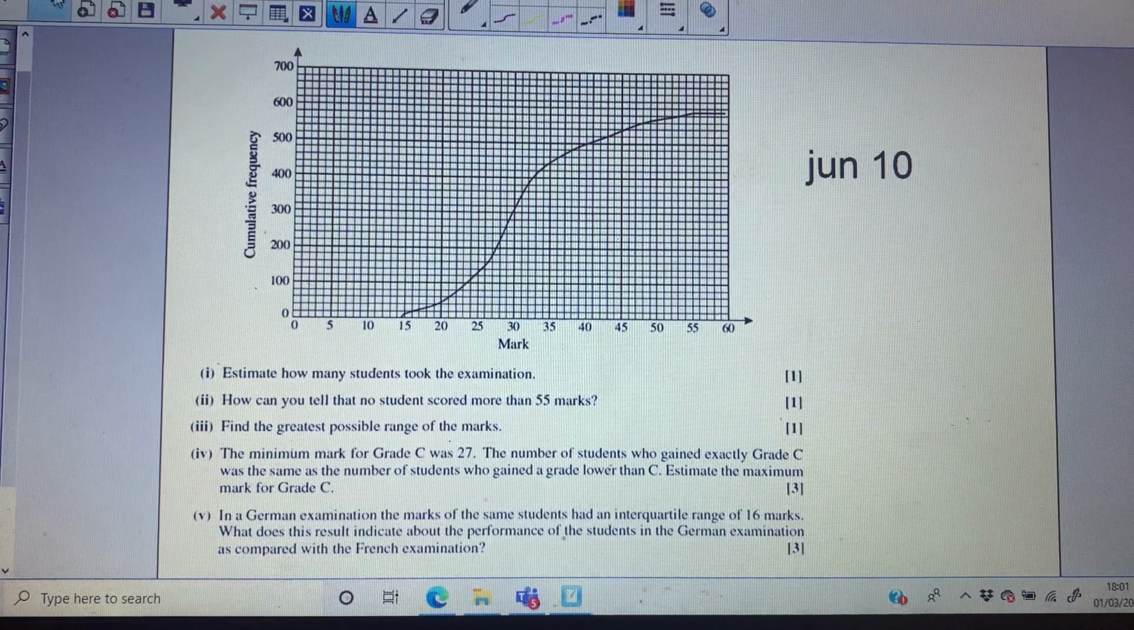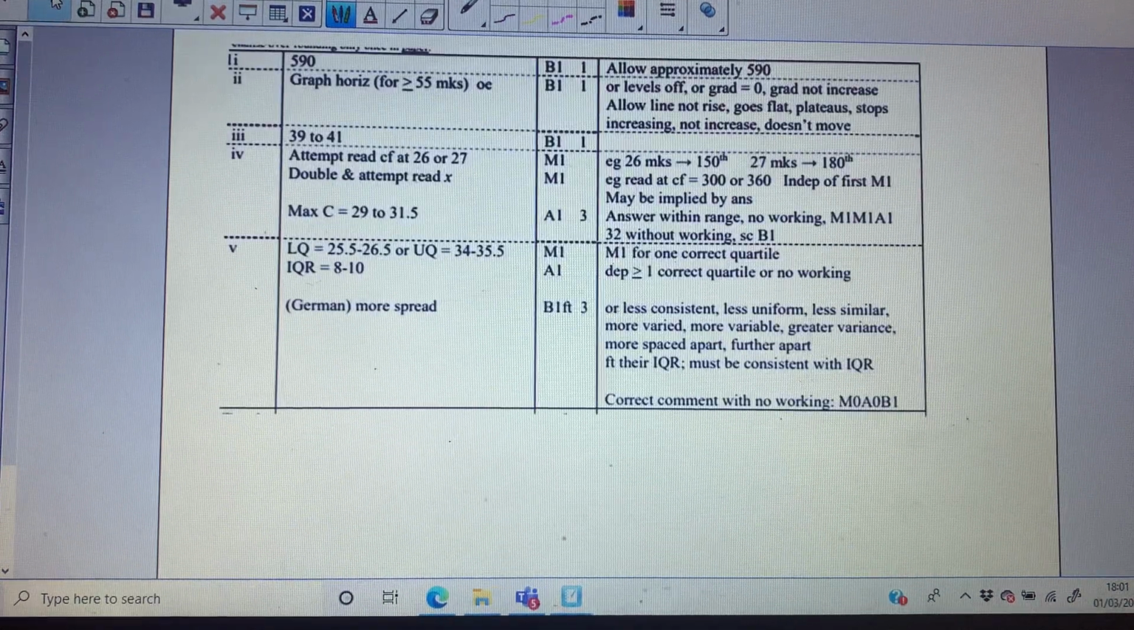Okay, now to mark it. So you've done that question, so here are the solutions. Here's the mark scheme. You can see they're saying 590. For part 2, the graph becomes horizontal for anything greater than 55 marks, levels off, something like that. Part 3, they're accepting 39 to 41. And part 4, attempt to read cumulative frequency at 26 to 27.